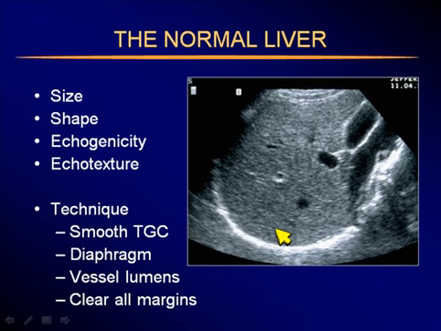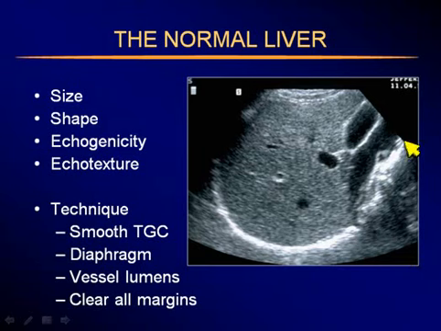The liver is very susceptible to technique. We have to make sure that we have a nice smooth TGC curve. We want to make sure that the penetration goes all the way back to the diaphragm. Here is this curvilinear bright structure. We would like to have the vessel wall, vessel lumens clear of extraneous echoes.